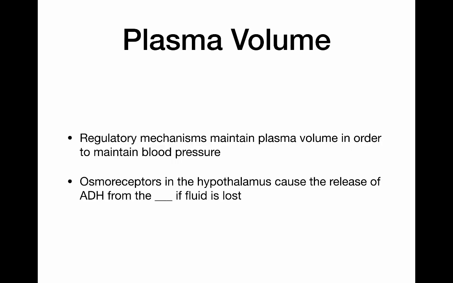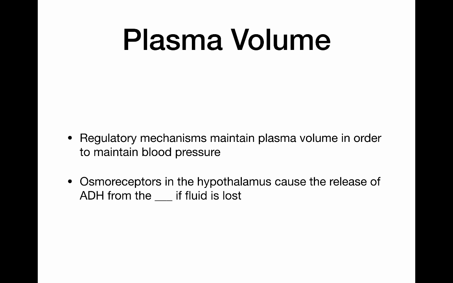All right, so the plasma volume is maintained by all sorts of regulatory mechanisms. And the reason for that is because the volume of our plasma determines our blood pressure, and blood pressure needs to be homeostatically controlled. And there's a whole bunch of regulatory mechanisms that facilitate that process.